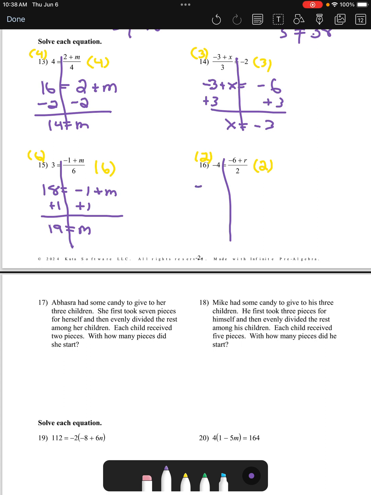In number 16, we will multiply both sides by 2. And that gets us negative 8 is equal to negative 6 plus r. We will then add 6 to both sides to get negative 2 is equal to r.